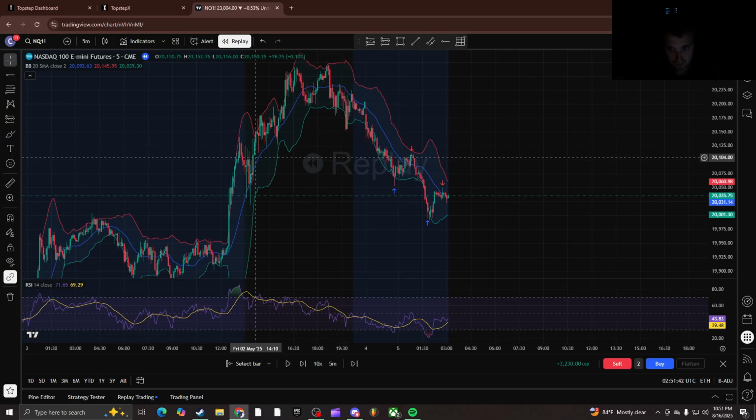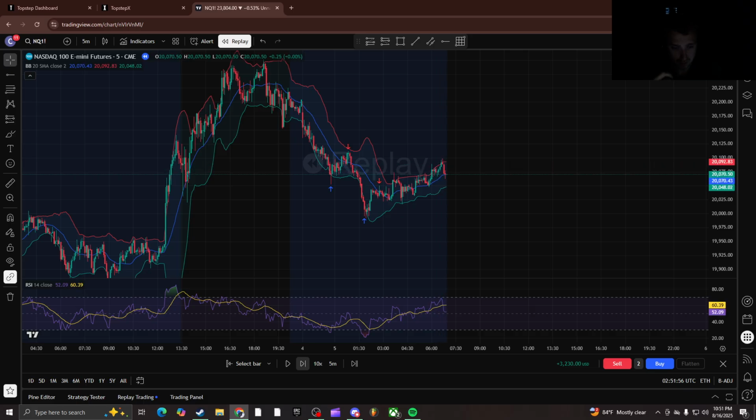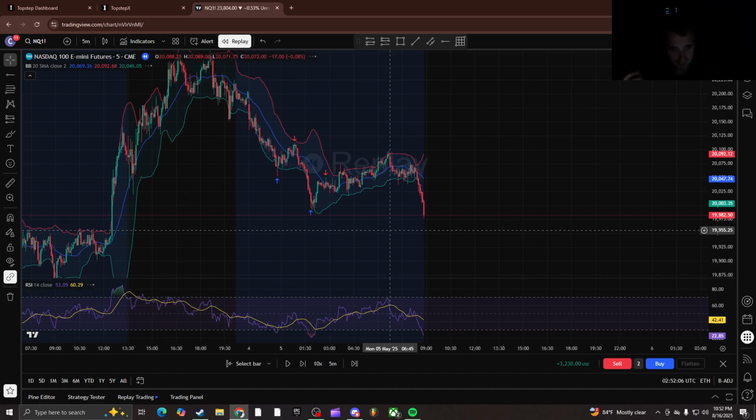So even we wouldn't take this one just because it didn't close outside of the Bollinger Band, but let's just keep going and try and find a buy side. So going, it's all chop. Really not doing anything. Just kind of staying in the middle. Okay, so actually I clicked the one ahead.